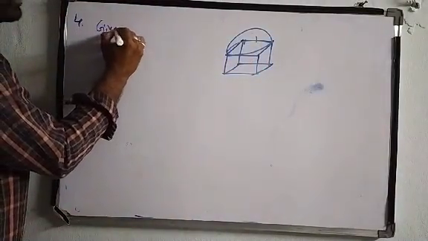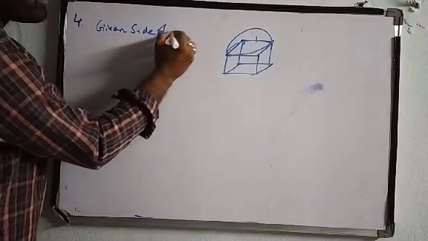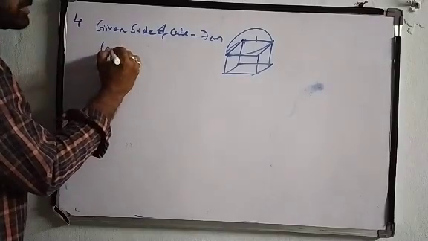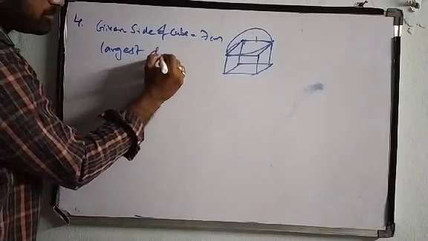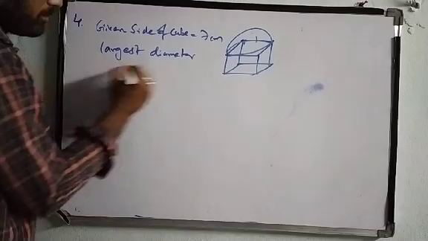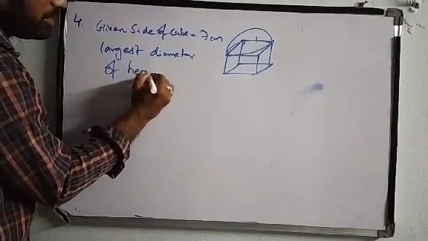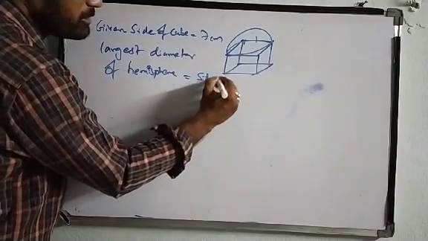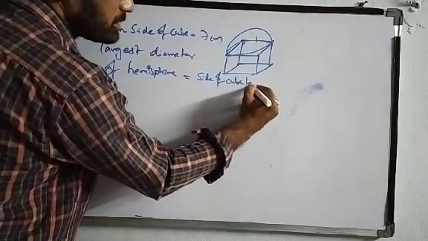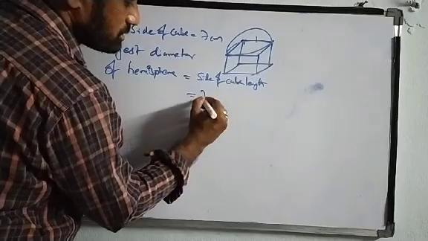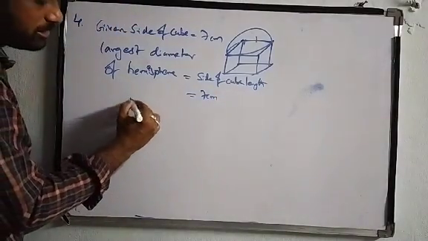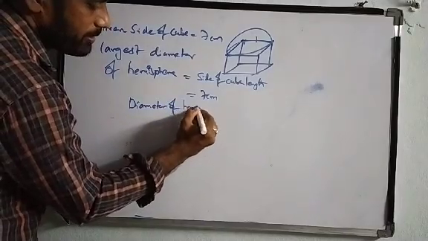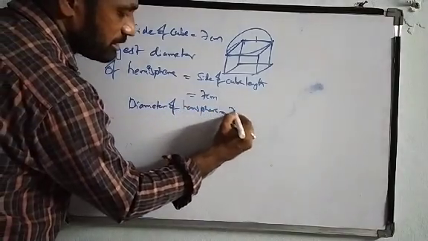So given side of cube, which is 7 centimeter. So largest diameter of hemisphere is nothing but side of the cube only, side of the cube length, which is 7 centimeter. So diameter of hemisphere is 7 centimeter.